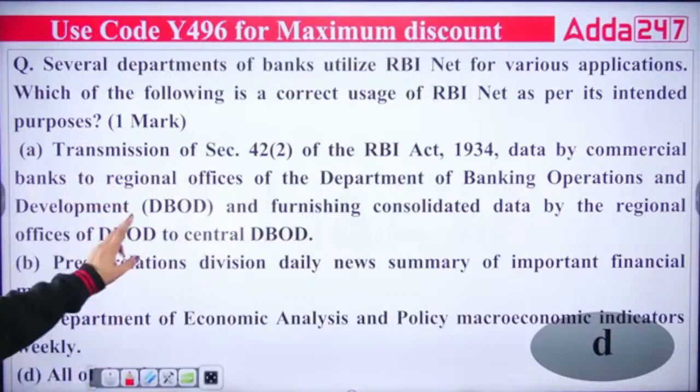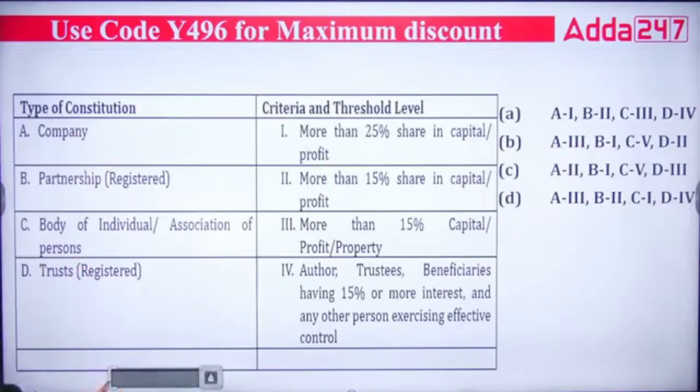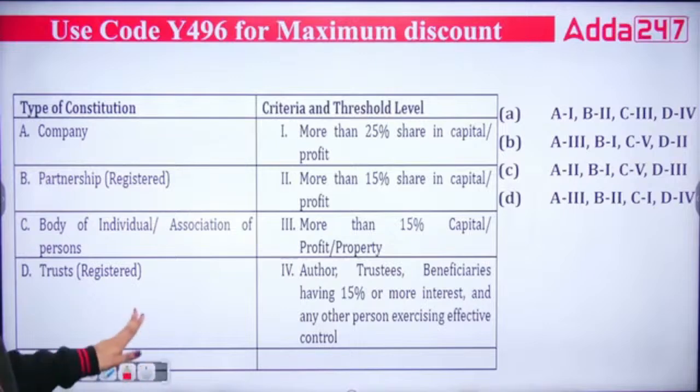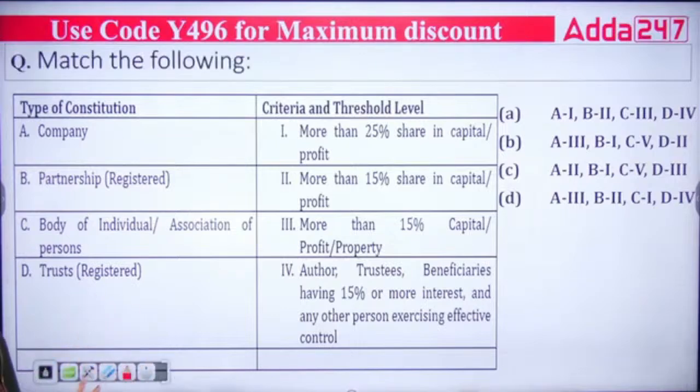So right answer is all of the above. Now, one question is about match the following, and it is talking about the types of constitutions and criteria and threshold level of those particular institutions.